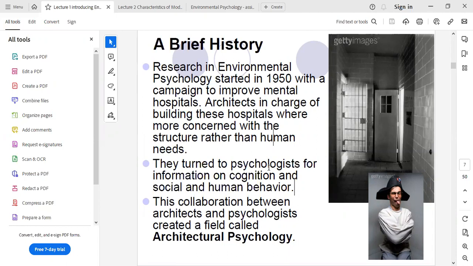All right. So they tended to also gather psychologists for information on cognition, social, and human behavior. How do people think in certain settings? Also, in their social settings, when they are at this place, how do they tend to behave, as well as the human behavior interaction with certain environments and their influences.